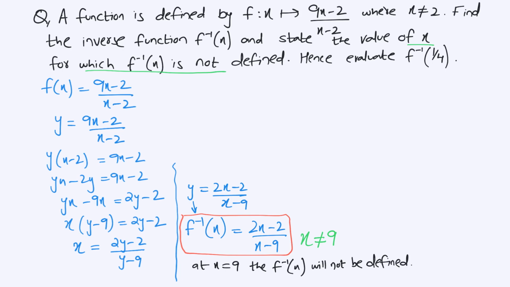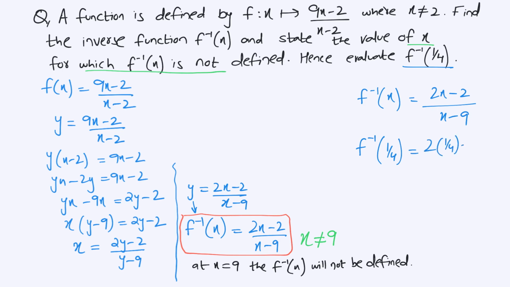Alright, now a simple task. You are being asked to calculate f inverse of 1 over 4. Since you have the f inverse of x expression, which is 2x minus 2 over x minus 9, all you need to do is, in this inverse function, plug 1 upon 4 in place of x. And after evaluating this, you must get 6 over 35.